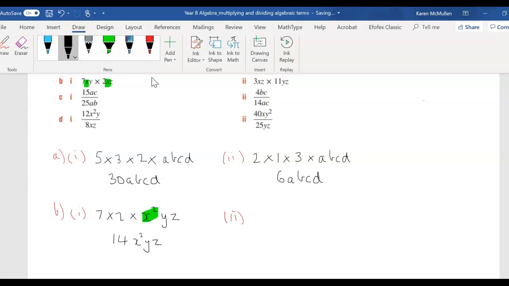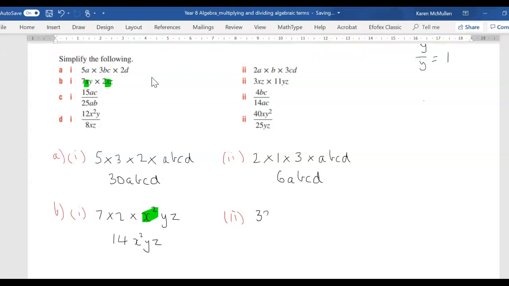All right, so we've got 3 times 11. Now, you don't have to do that. If you want to do it in your head, that's probably going to save you a step. And then we've got x, only one x. Then I'm going to put in alphabetical order, so I'm going to put the y next. And then we've got z times z, so z squared.